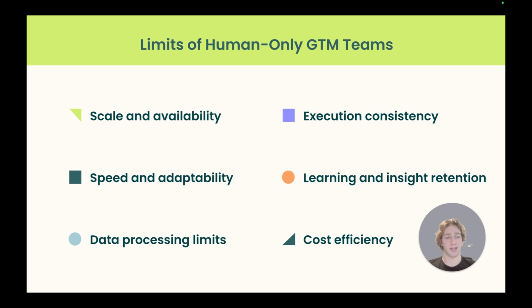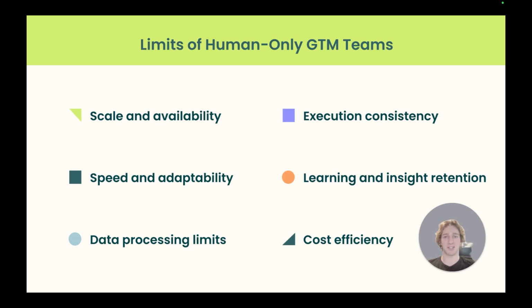And now learning and insight retention essentially means that it is hard for humans to spot patterns across thousands, even hundreds of different data points and touch points. And essentially, feedback loops are slow and informal with humans, whereas they are very clear and sustained with AI agents. And a very clear example of insight retention is maybe an employee leaves, and all that knowledge they have is walking out the door with them.